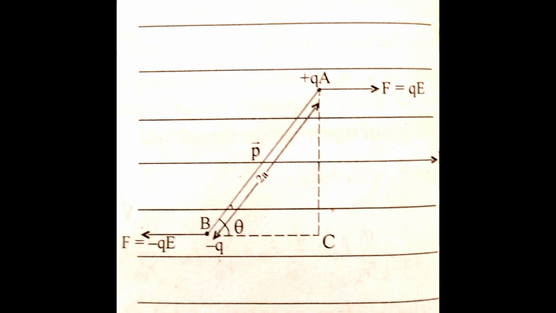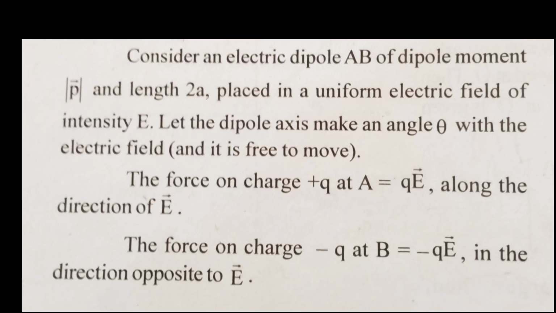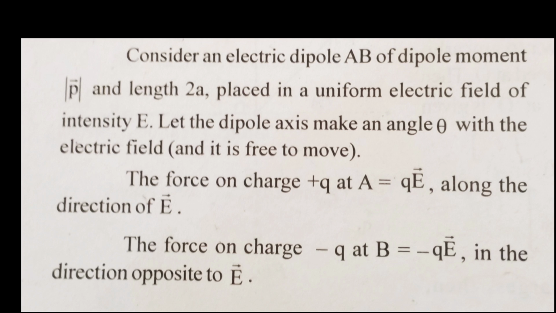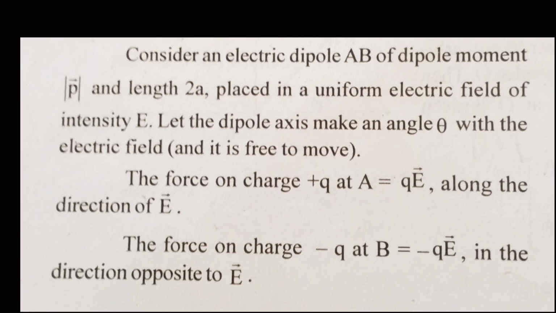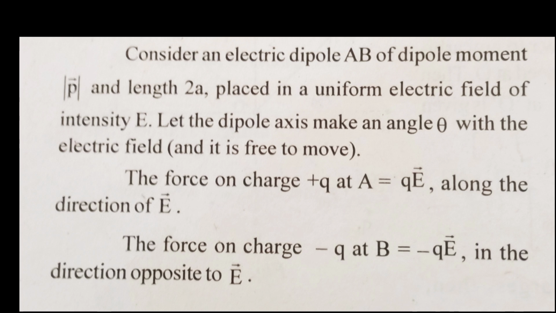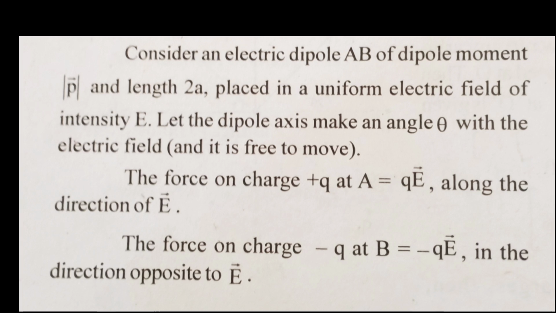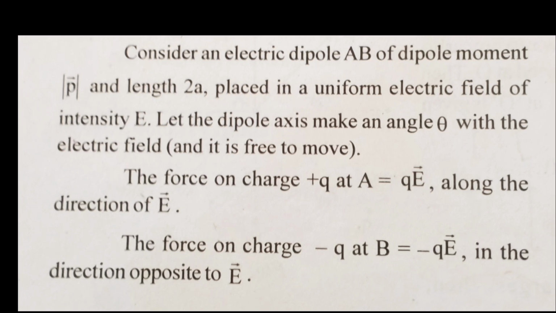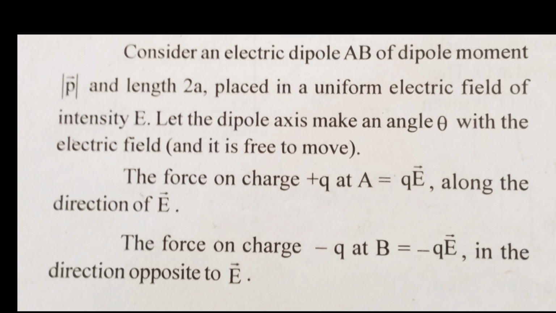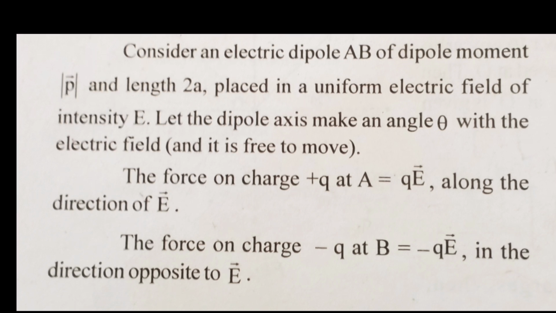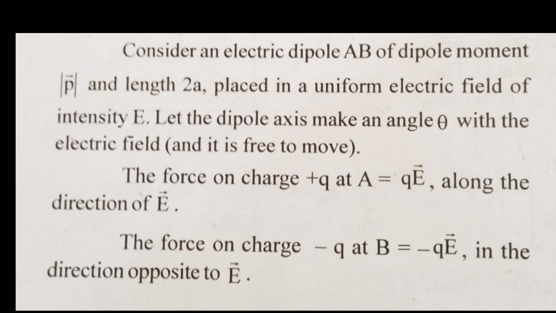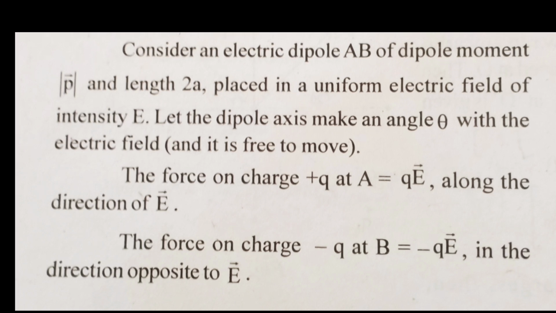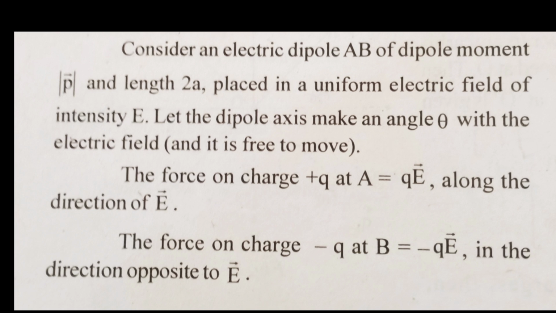Clear? So what are the things that we have to mention here? Consider an electric dipole AB of dipole moment p and length 2a, placed in a uniform electric field of intensity E. So these are the things that you have to note. Then let the dipole axis make an angle theta with the electric field. That is not that important.